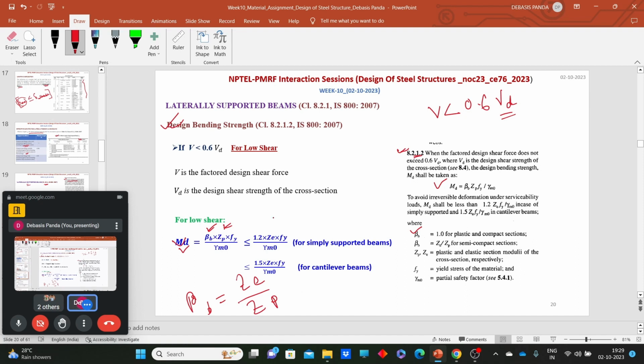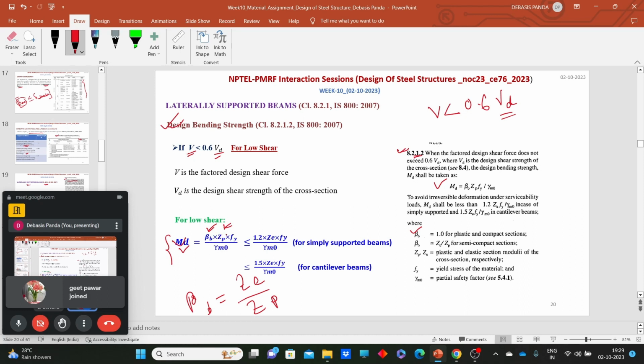Okay. Now, for the low shear case, how can we check it? We need to calculate the factored shear force generated on the beam, and the design shear strength, which we will look at in a minute. If this condition arises, we can calculate the design bending strength for laterally supported beams as beta B ZP Fy by gamma m naught. So beta B is a factor. If the section is a plastic section, then 1. If it is another section, we can calculate it subsequently.